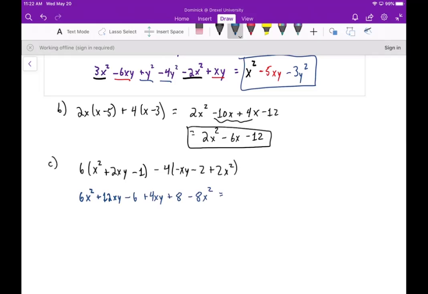So now it looks like when we combine, I have a 6x squared and a minus 8x squared, so together they're minus 2x squared. Okay, then we have a plus 12xy and a plus 4xy, so together they're plus 16xy. And then I'm left with this minus 6 and plus 8, so together they're plus 2.